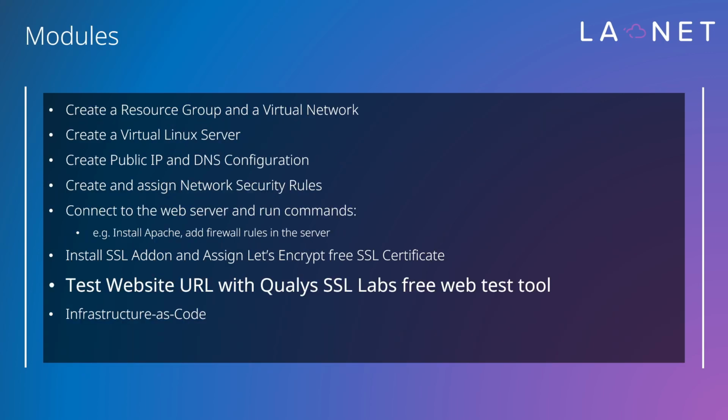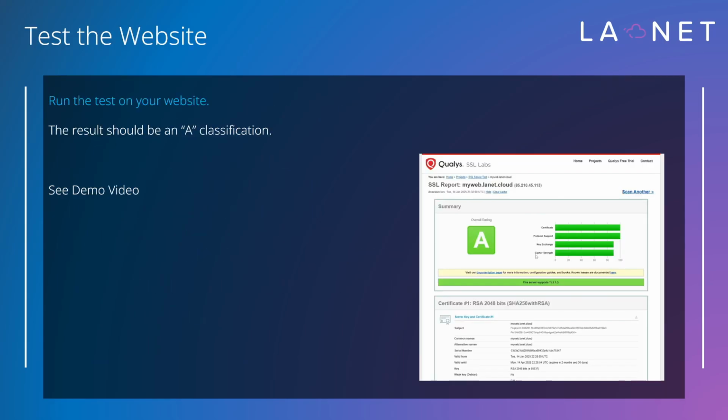So our test here, we're going to run a URL test with the Qualys SSL Labs free web test tool. I'll just show you what that looks like. So it should kind of look like this. You'll get an A rating. It goes up to A plus and stuff like that, but with this default setting, an A rating is a very good rating to have as well. So what we'll do is we'll flip to that and show you what that looks like.